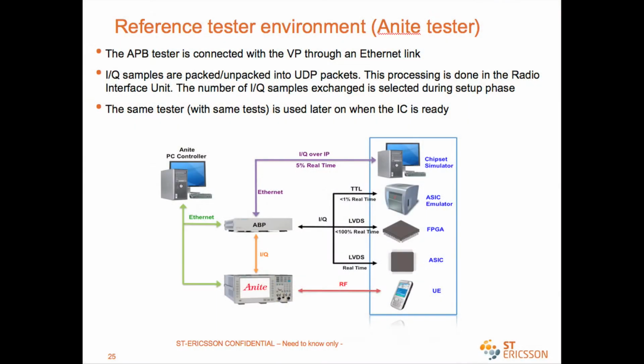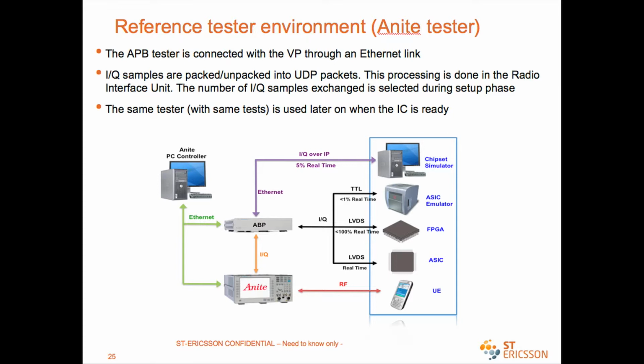So the reference tester, so as I said, it was the night tester. So this is hardware, this is also hardware. And the link we used was this one. So the IQ over IP. So the ABP is the night baseband processor. So this is provided by a night, and you exchange data using this link. So this slide is extracted from a presentation from a night.